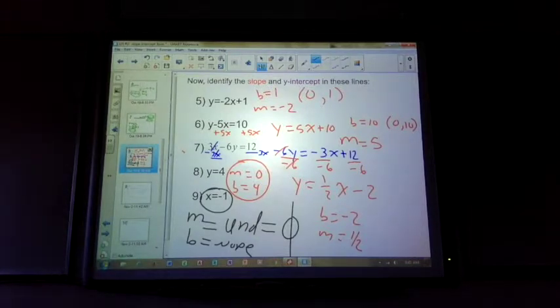So U and V are right next to each other. U is undefined, V is vertical. So vertical lines have an undefined slope. In order to know that I have an undefined slope, the 0 is under the other number. So I used a lot of U's and V's in there.